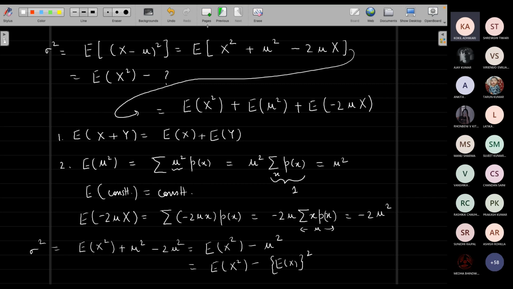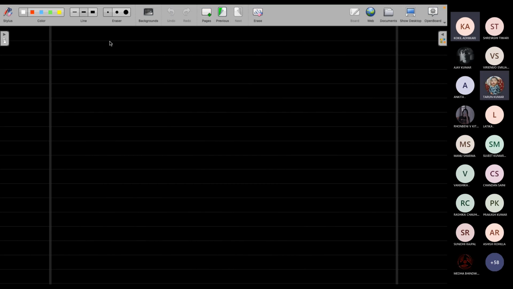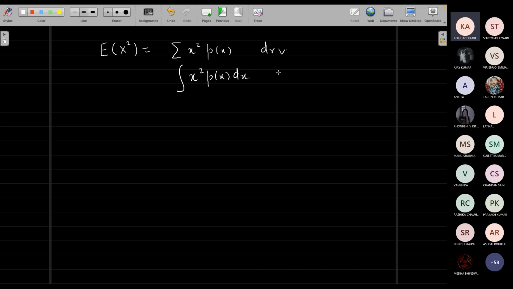So in E of x square, how will you write the expectation value of x square? Integral of x square px, or summation of x square px, depending on the variable we are using. This is for the DRVs, and the integral is for the continuous random variable. This summation or integration is over all possible x values. Please remember that. It is not over certain values, it is over all possible values which x can take. Okay, so let's continue with this.